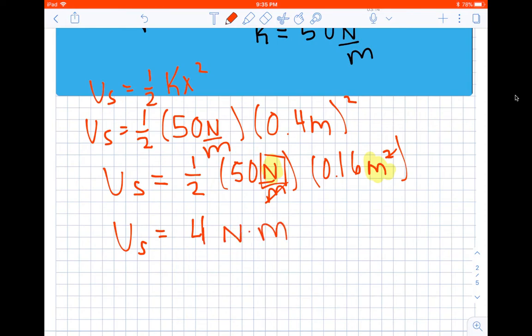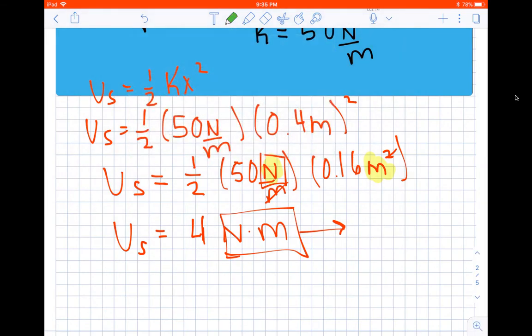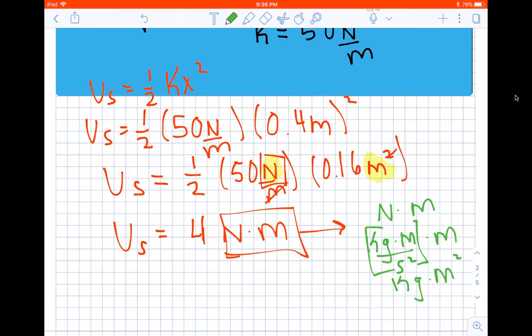So let's take a look at these units a little bit more closely. Technically here, we have newton times meter. We know a newton is equal to a kilogram times meter over a second squared. We are then multiplying that set of units by meters. So we get kilograms times meters squared over seconds squared, which is actually the definition of a joule.